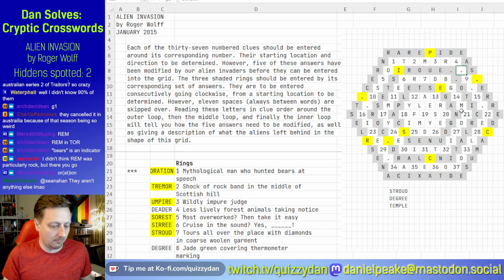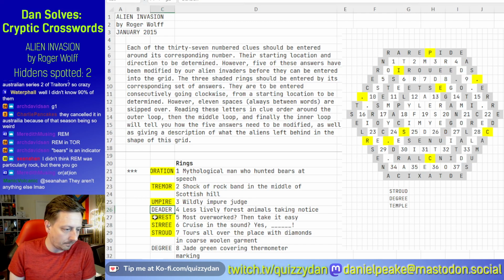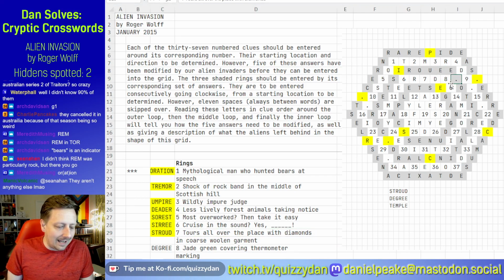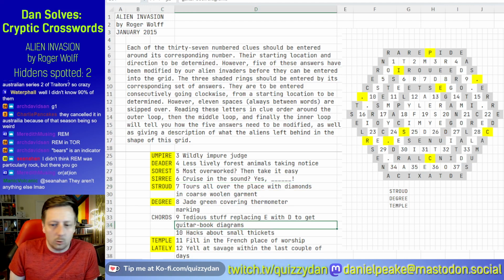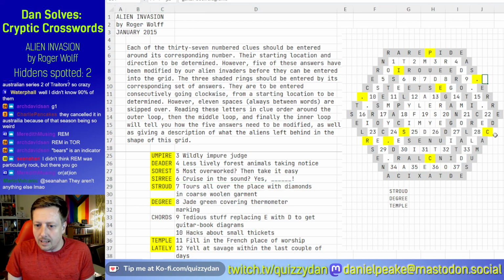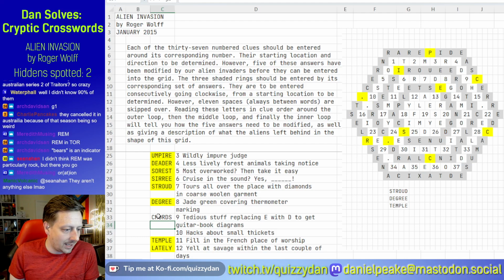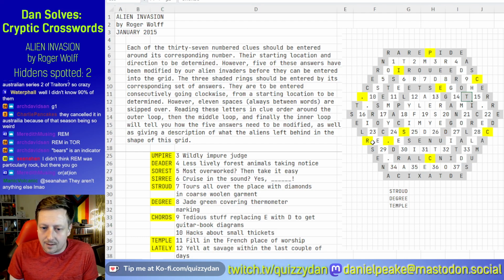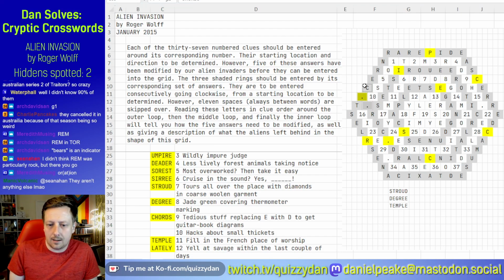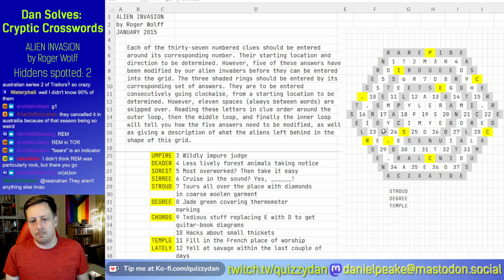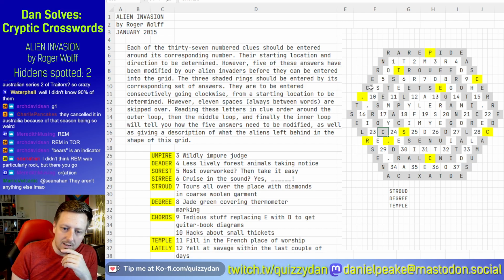Deader we can now put in. Is degree finally disambiguated? Yes! About blooming time. Chords. Yep, that's fine. 10. Hacks about small thickets. Hacks about small thickets. So if there's that.